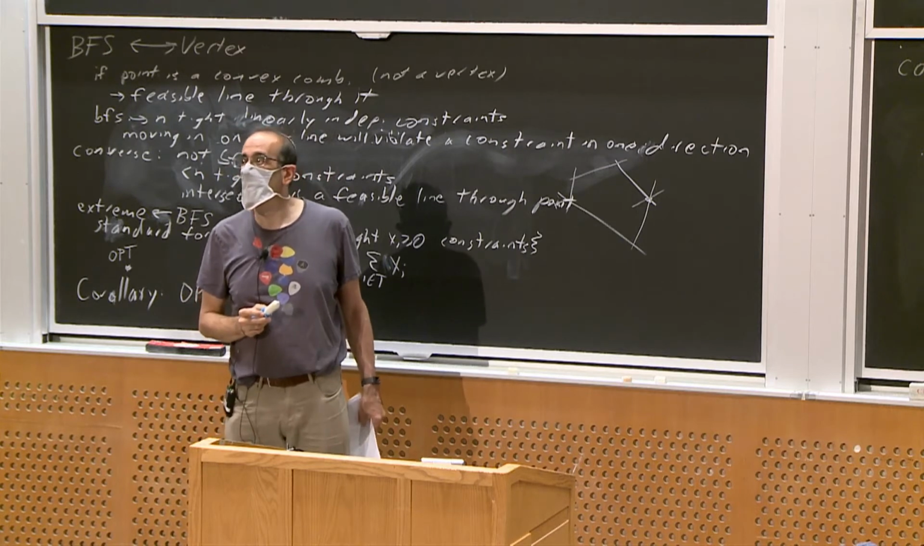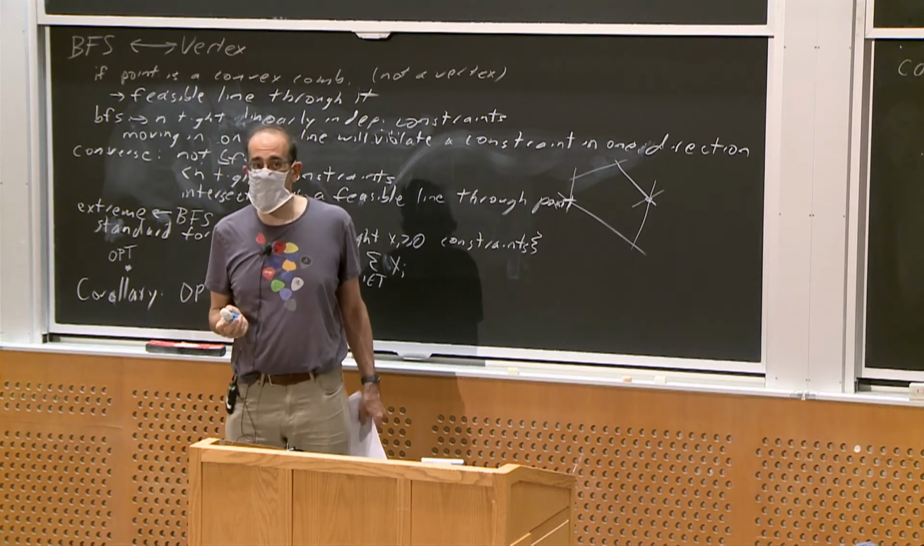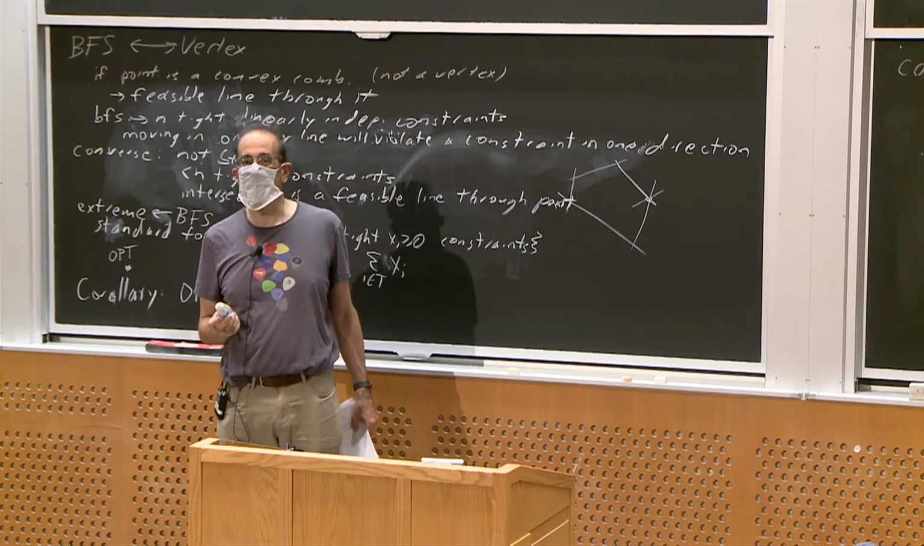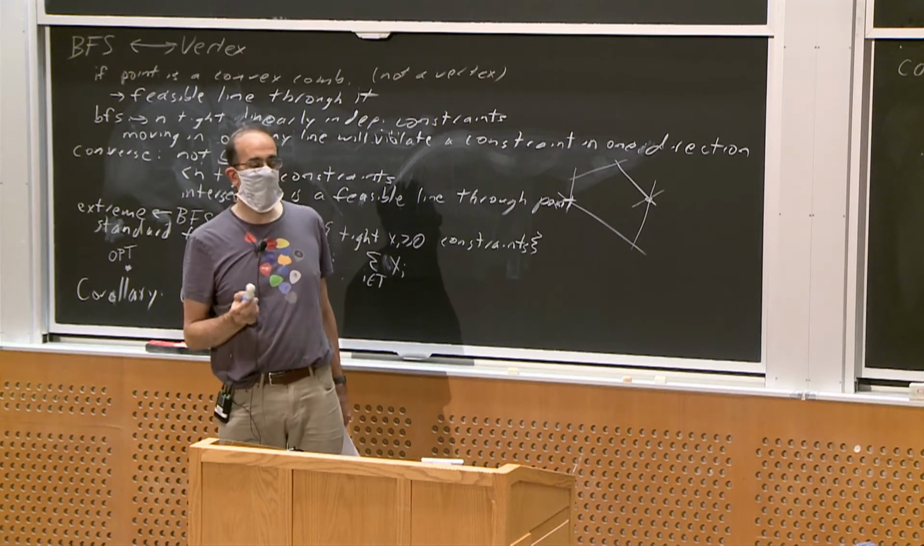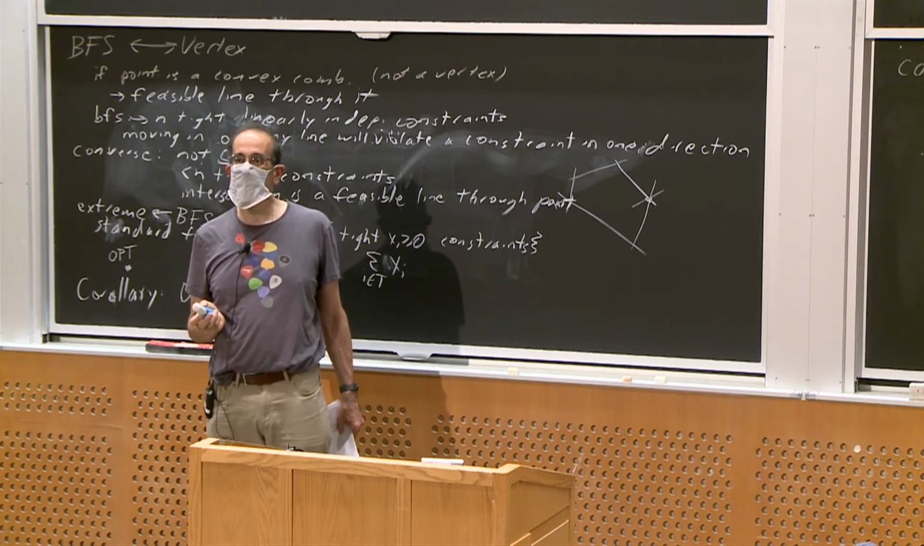There is none, right? There is none because there aren't two constraints to intersect. There's only one, right? And essentially every point on the constraint is optimal. Okay?